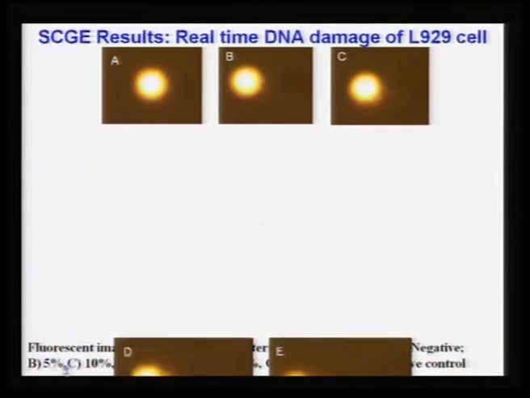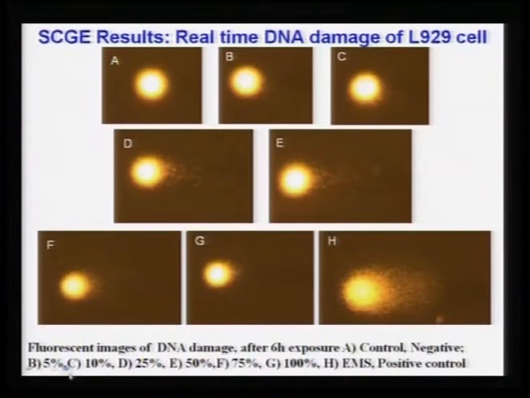Now, if you measure this, you will see that this is the fluorescence image. A stands for control, B stands for 5%, 10%, 25, 50, 75, 100, and this is the positive control. This positive control means you can see extensive DNA damage here, a lot of fragmentation. Negative control means no DNA damage. Okay. In between these two extremes, positive and negative, the moment you are adding 10%, 25%, 50%, 75%, that means progressively more and more DNA is being damaged here, and that is what is being shown in this particular plot.